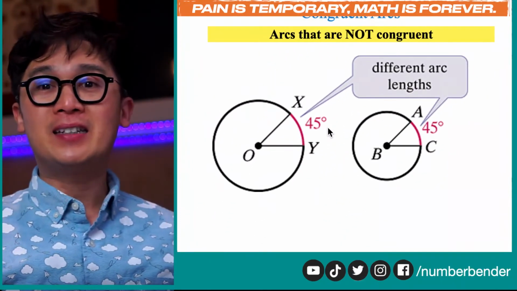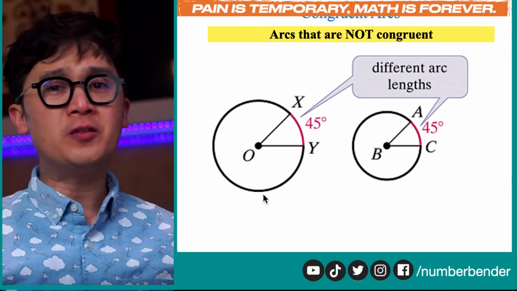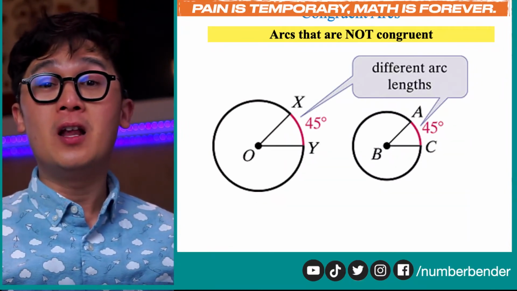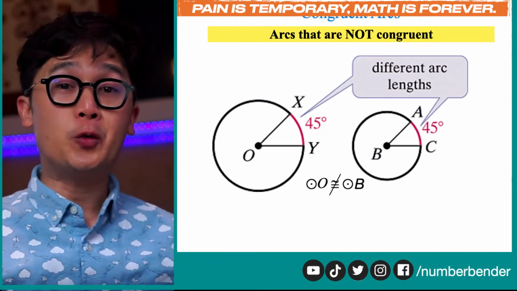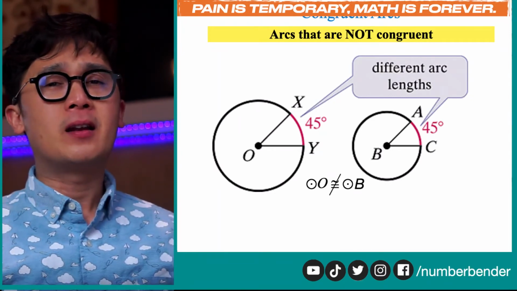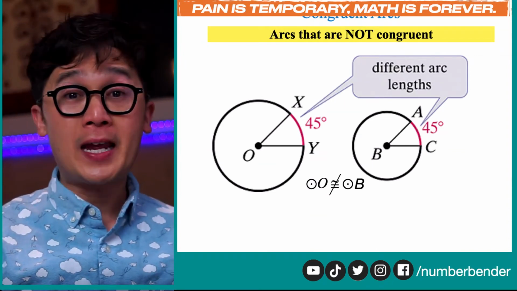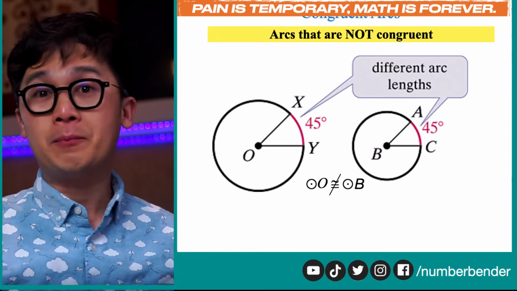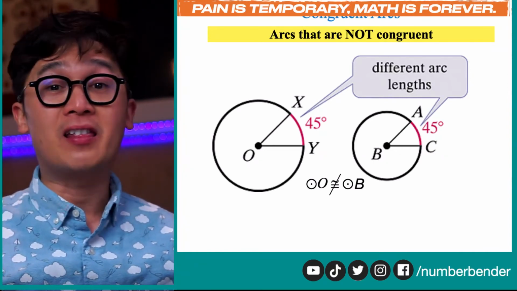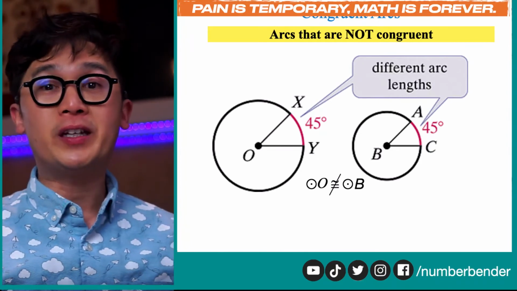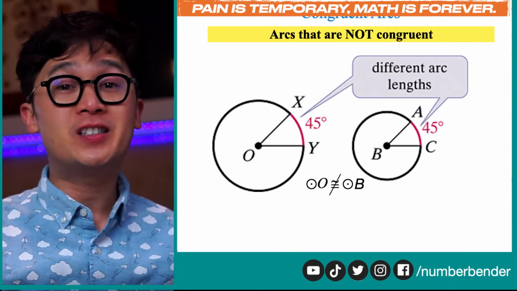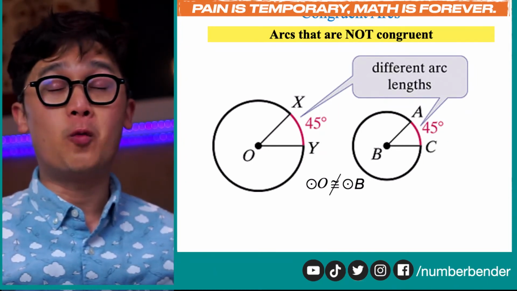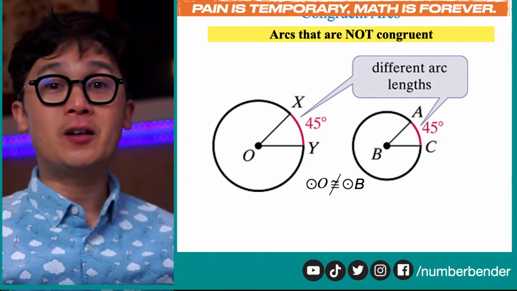So with that, let's take a look at these two circles, and obviously they are not the same. They don't have the same size, which means circle O is not congruent to circle B. But since we have the same arc measure for XY and AC, does that mean that their arc lengths are also the same? We know that if they are not congruent circles, their arc lengths will also not be congruent. And the reason why, we'll illustrate with a little diagram.